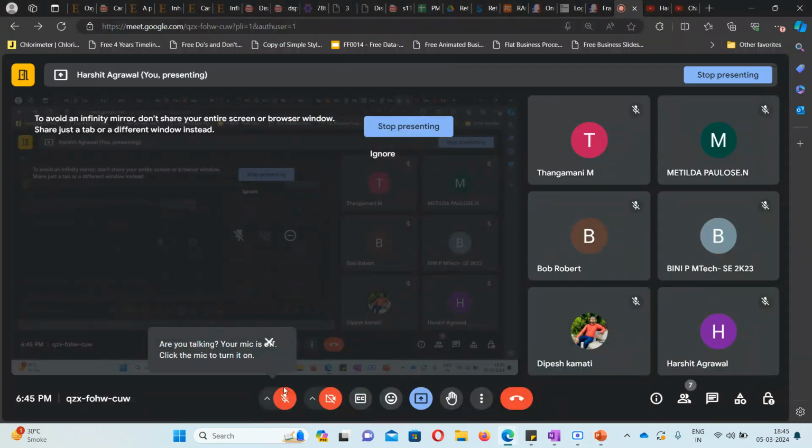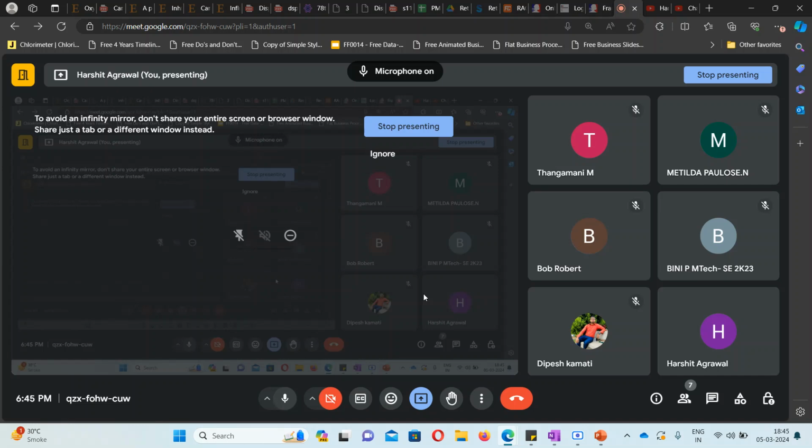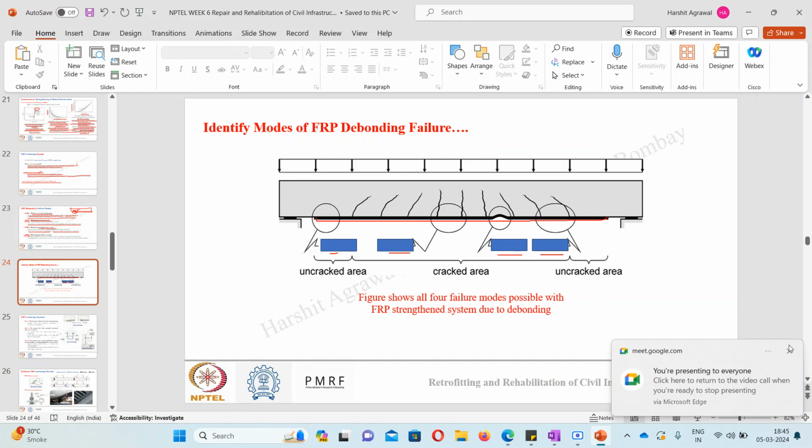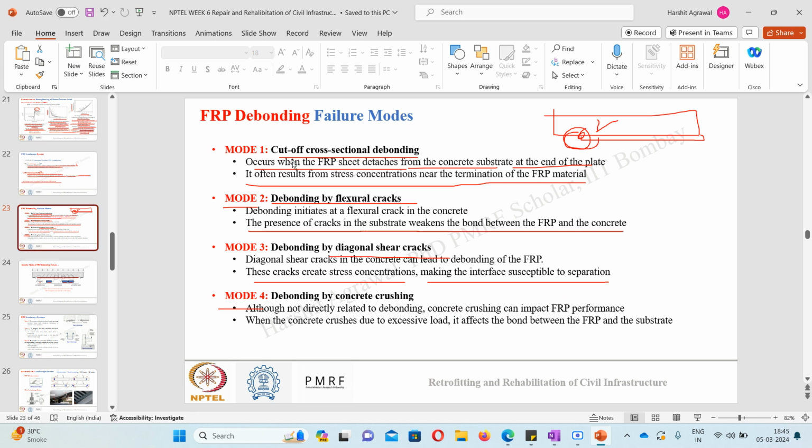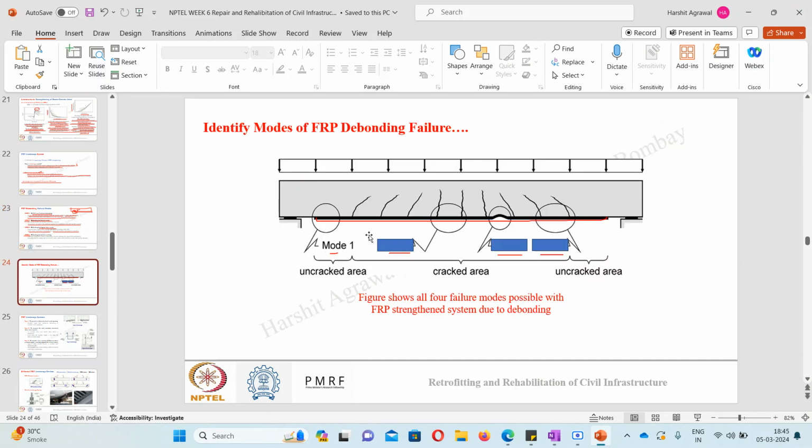Okay, so let's see the answers now. This first one is the mode 1 type of failure that we discussed in the last slide. What was mode 1? Cut-off cross-section debonding that occurs at the interface, at the end of the plate. Here you can see the FRP plate was ending, and the failure that will occur here is the mode 1 type of debonding failure.